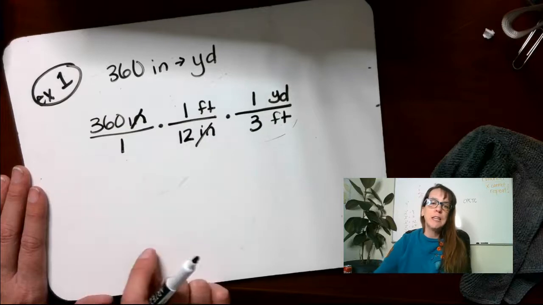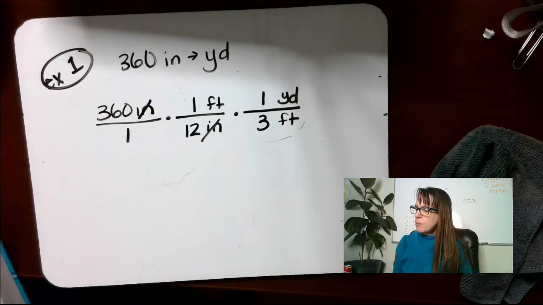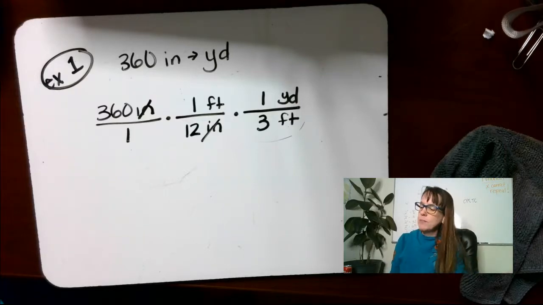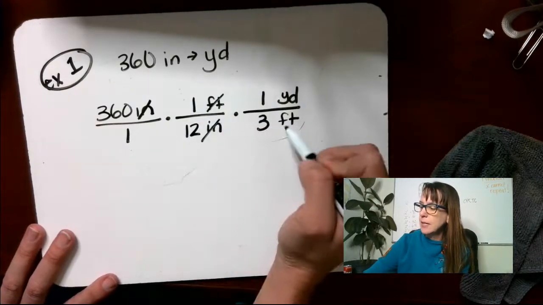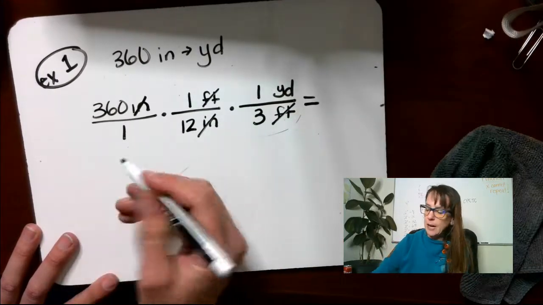12 inches in a foot, so that equals 1. Those are important. It's just a different way of writing 1, right? Because we're allowed to multiply anything by 1. And then these feet cancel out. So here's what you do. Equals, I'm going to write it down here so that I have it.